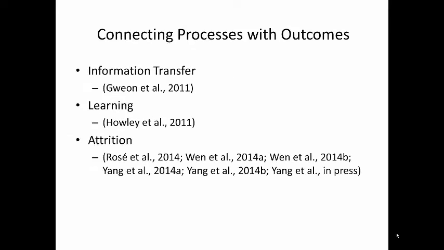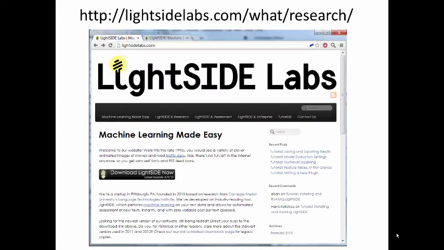We have also done work in taking those basic measurements of processes and states and connecting them with outcomes. And we've looked at things like information transfer within groups, learning, and then most recently, attrition. So we've done a lot of research in the recent couple of years on how we can understand how properties of conversations make predictions about attrition along the way in MOOCs.